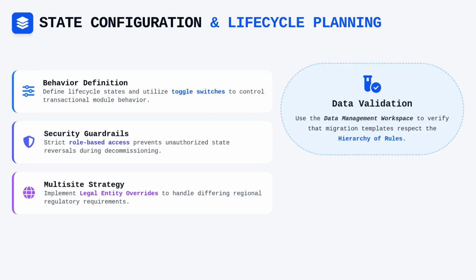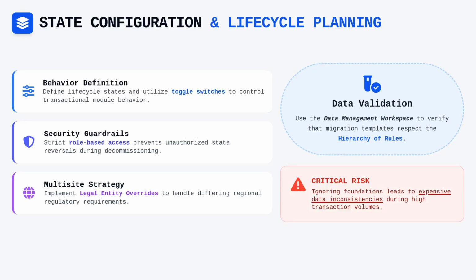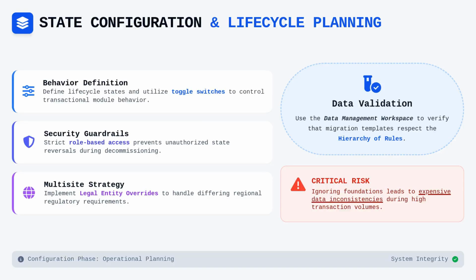You should always test these configurations using your data management workspace to ensure that your migration and update templates respect the hierarchy of these state rules. Ignoring these foundational elements often leads to data inconsistencies that are expensive to resolve once the system reaches a point of high transaction volume.